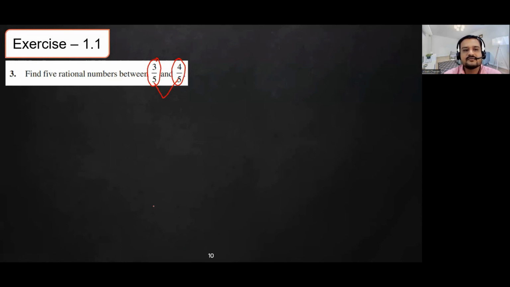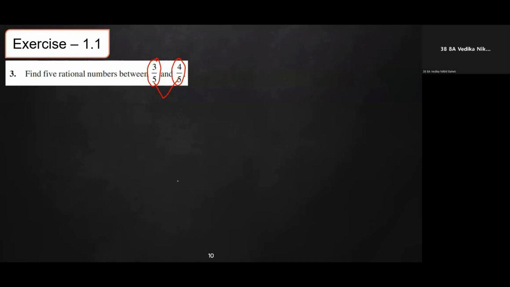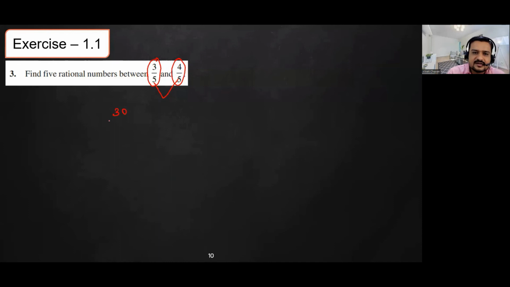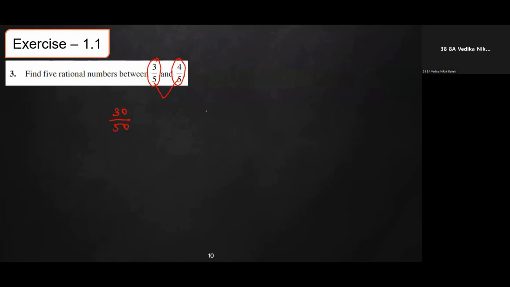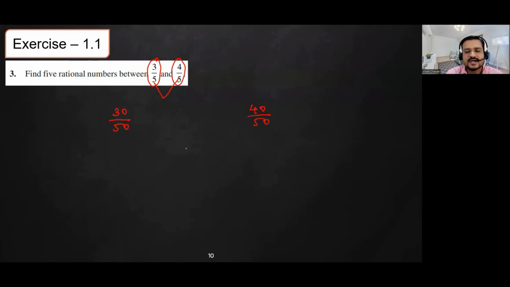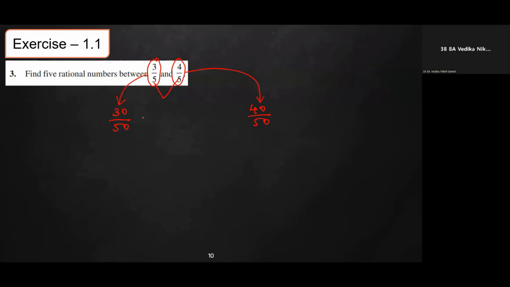Okay, how will you write 5 rational numbers between 3 by 5 and 4 by 5? Yes, Vedika. Sir, we can write 3 by 5 as 30 by 50, as they will be equivalent. Correct, 30 by 50. And we can write 4 by 5 as 40 by 50, because they are also equivalent. Correct. And we will find many rational numbers between them.